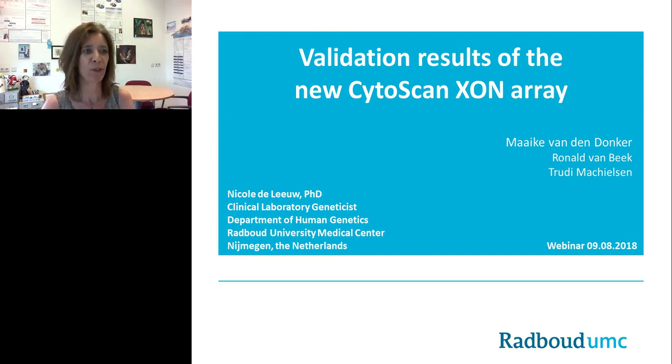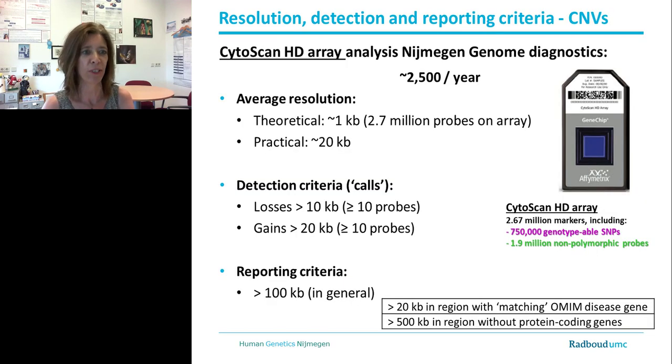I'm happy to show you our validation results of the new CytoScan XON Array that we tested in our lab in the past 2 months, in March and April. And just to let you know that we've been using the CytoScan HD array for nearly 7 years now, and we're doing about 2,500 arrays a year. And for the HD, it's known that it's a very high resolution array with a theoretical resolution of about 1 kb and practical resolution of 20 kb.